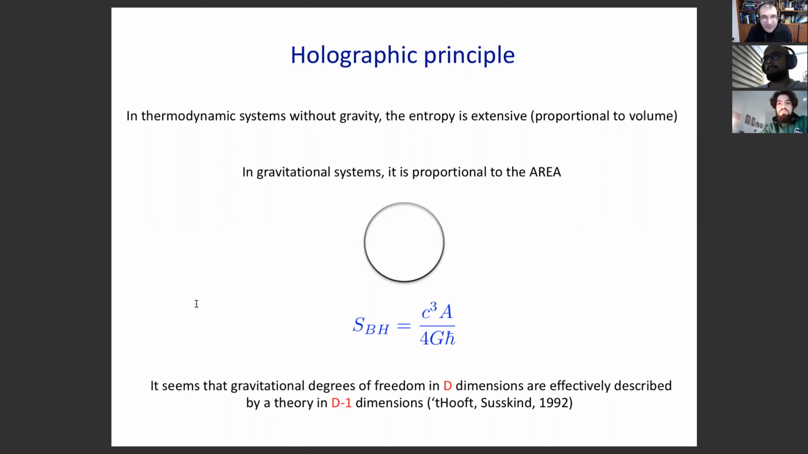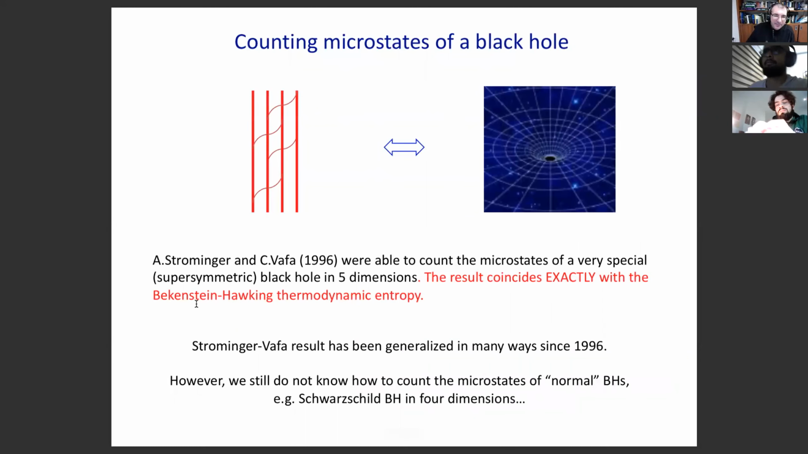So that was philosophy, right? And then in fact, this counting of microstates by Strominger and Vafa, reproducing the Bekenstein-Hawking entropy, was a confirmation of this holographic principle, at least in this specific case. So you have some system, the black hole lives in higher dimension, but you can actually count the microstates in lower dimension and reproduce it.